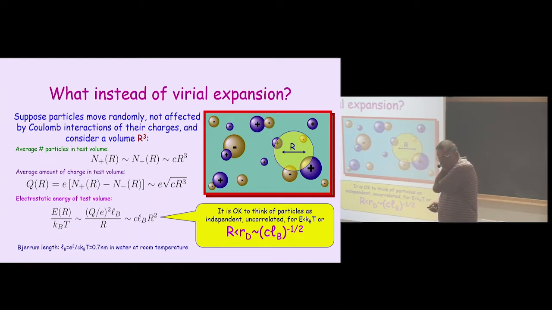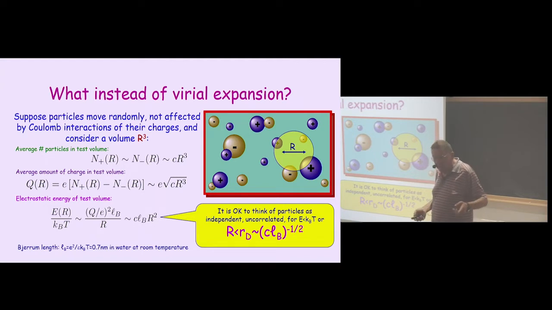You will ask me what is the significance of this big R, and I will tell you that I will change big R step by step. I will increase it and see what happens. So at some, let's say, small volume, I can count how many particles are in this test volume. So the number of positive particles will be concentration times R cubed.